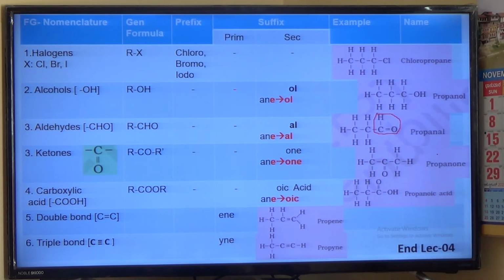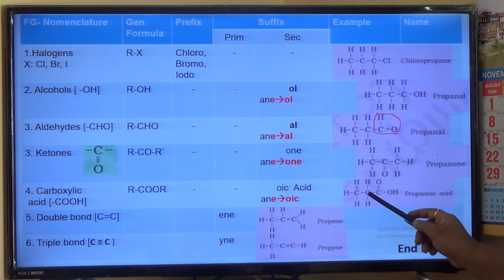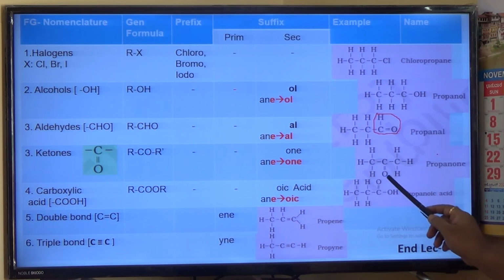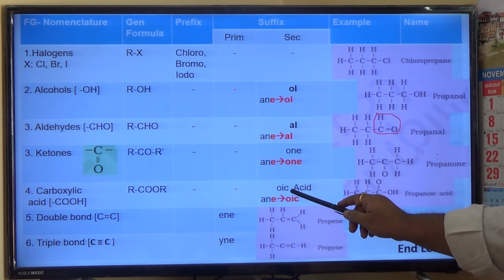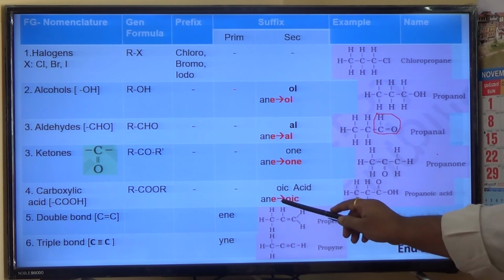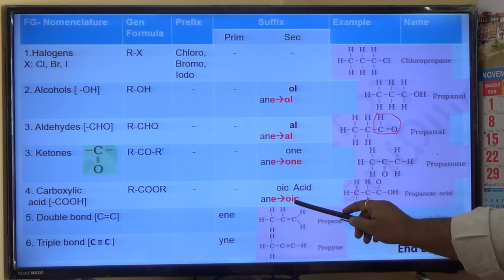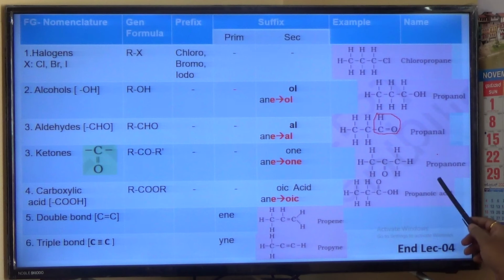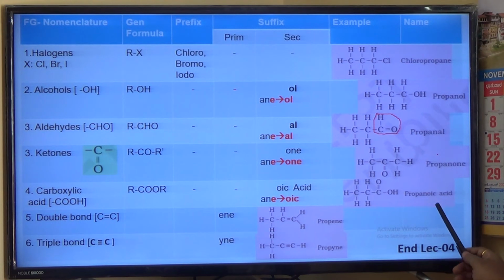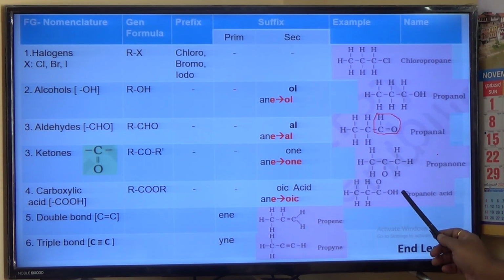I will read the compound now. 3 carbon atoms, prop. Single bond between carbons, ane, propane. Functional group COOH, secondary suffix "oic". So the E of "ane" should be replaced with "oic". Propane was there, E is replaced with "oic", propanoic. This becomes propanoic acid.